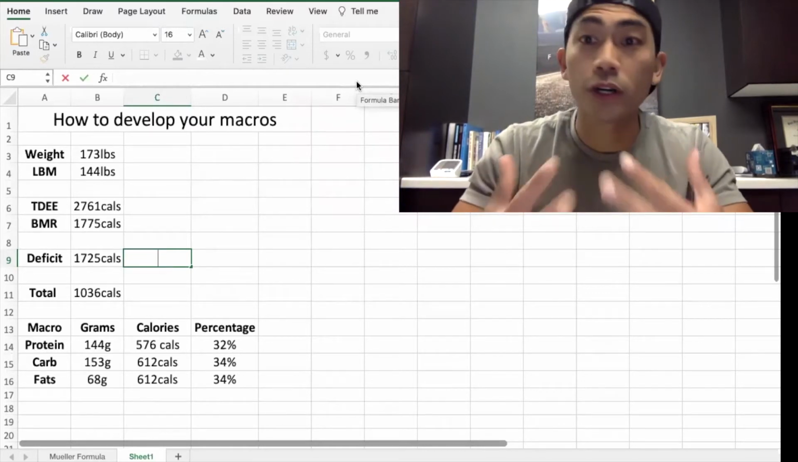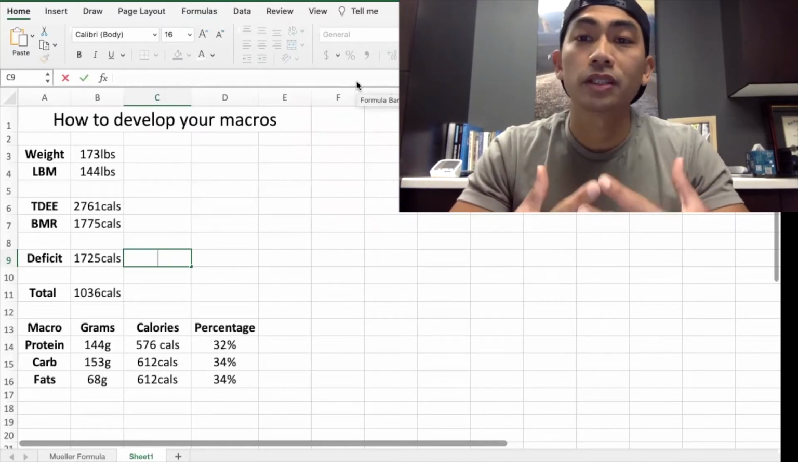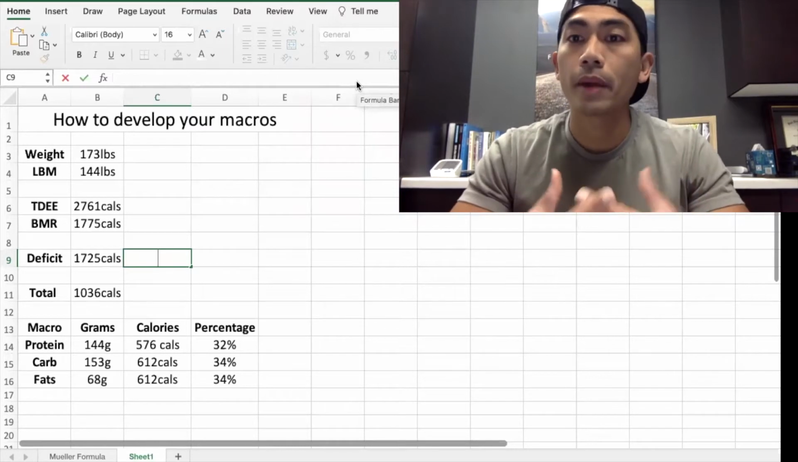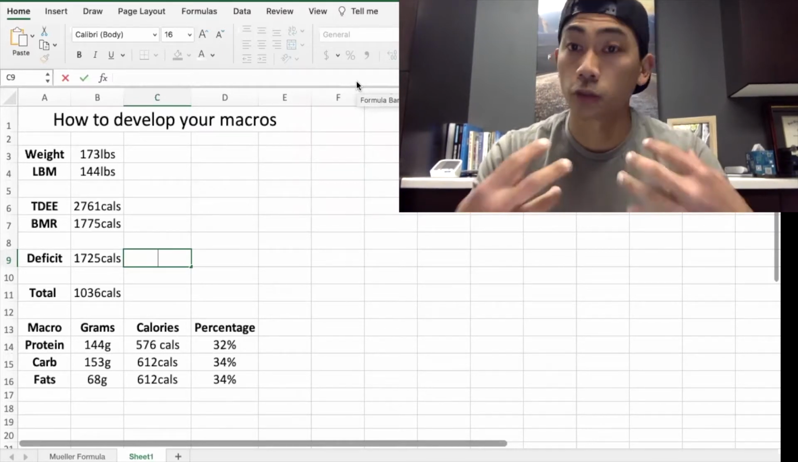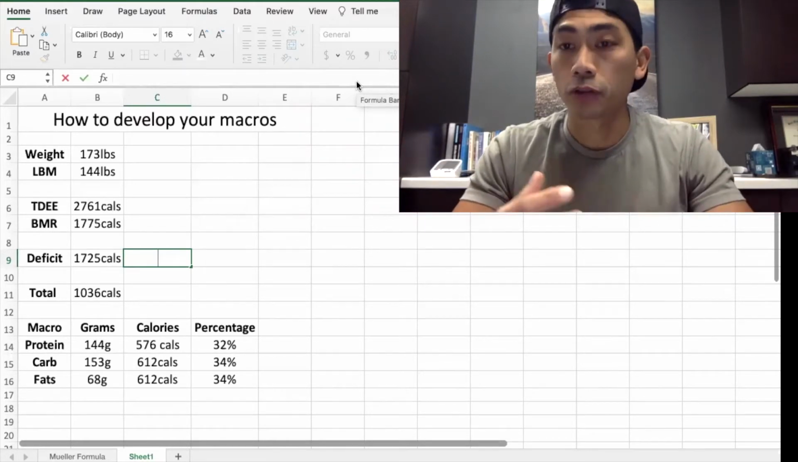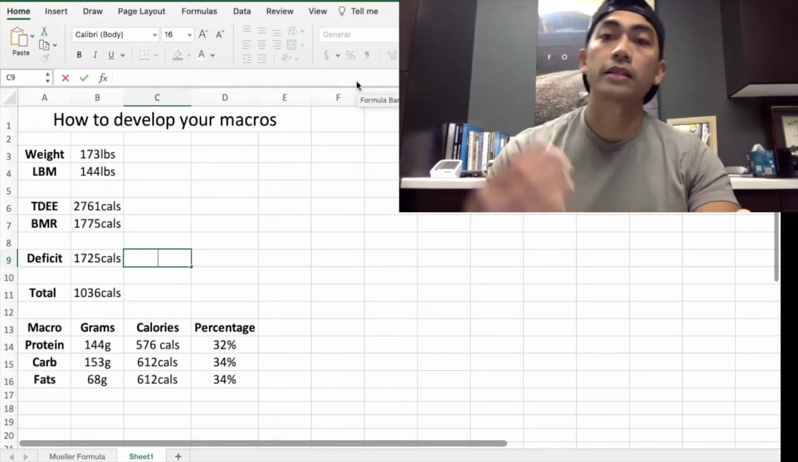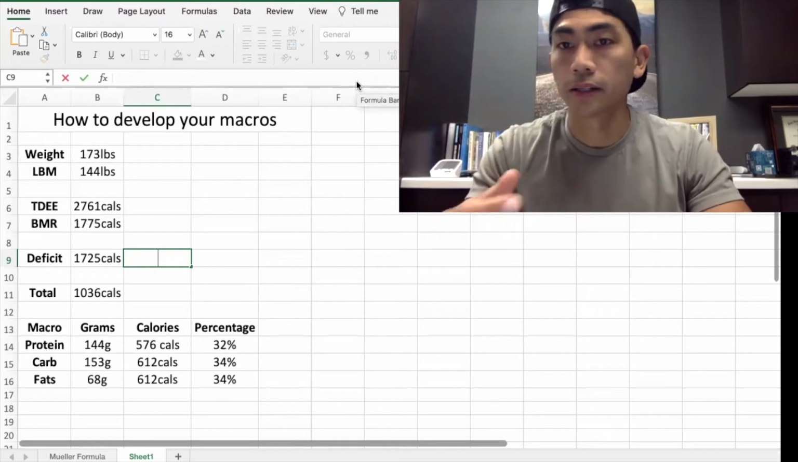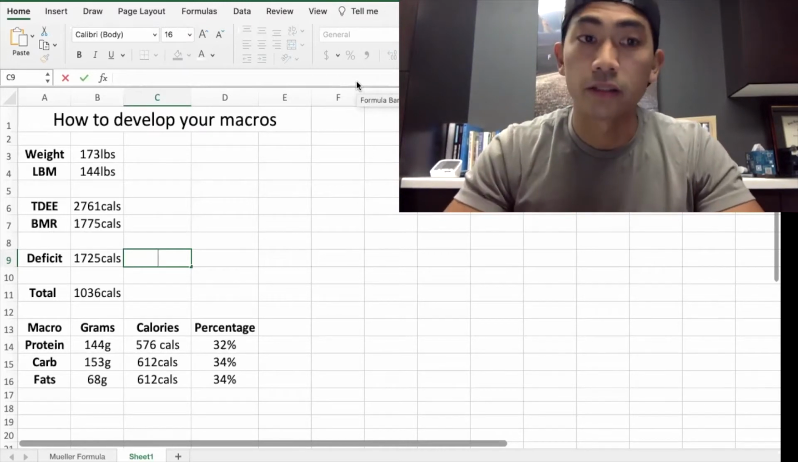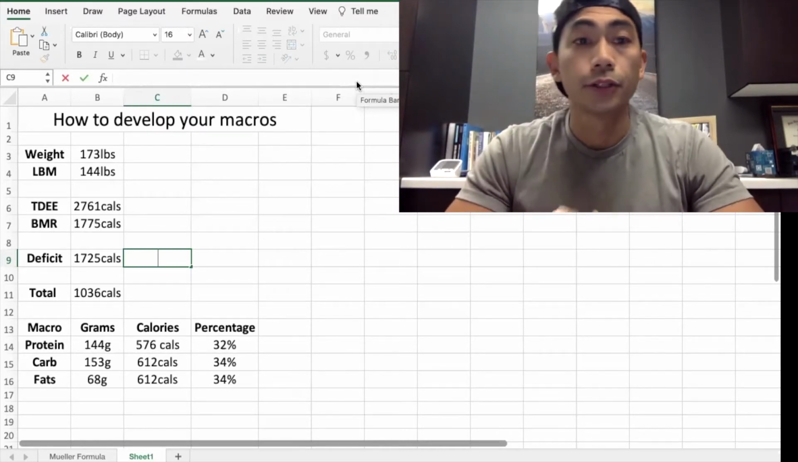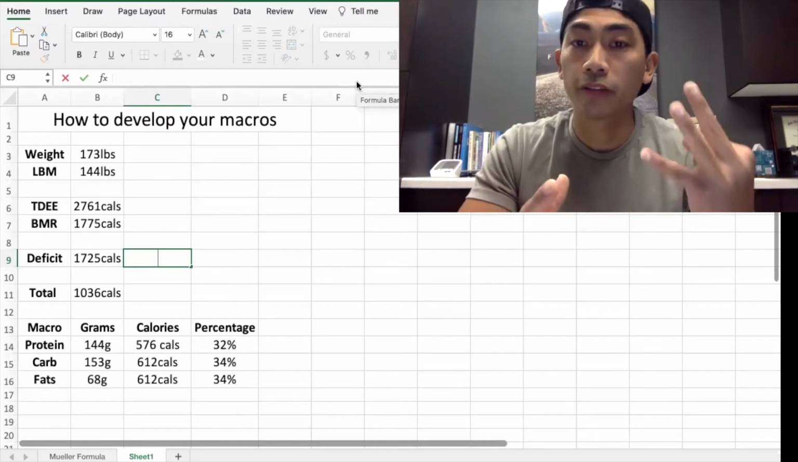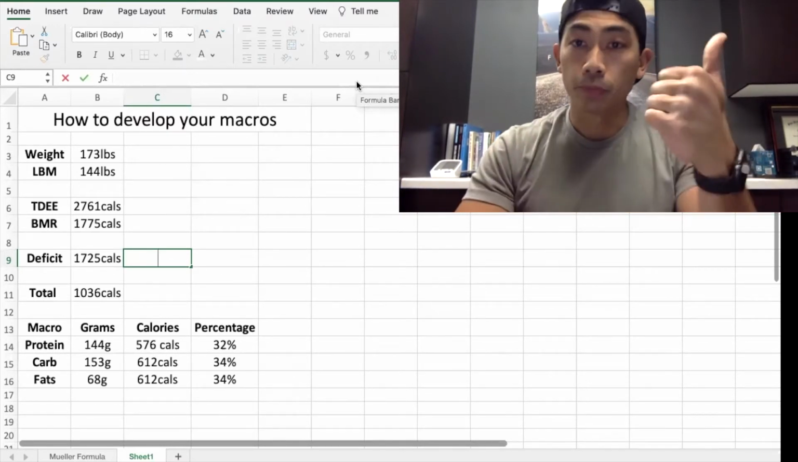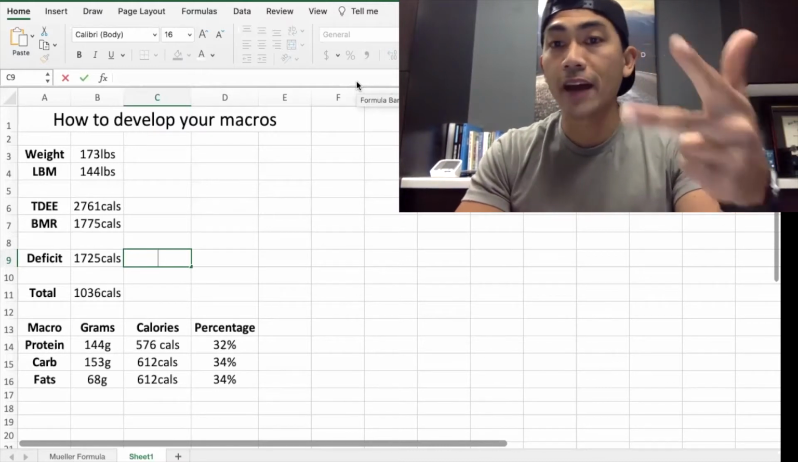So first off, what are your macros? Macros is essentially our primary energy source. It's what our body needs in order to maintain our structure, which is our bone and muscle mass, as well as our systems. That's our brain, our lungs, basically all the organs to function properly. So it's what we need. And macro is essentially broken down to three fundamental components: your proteins, your carbohydrates, and fats.